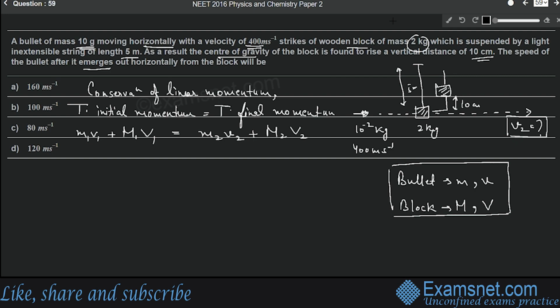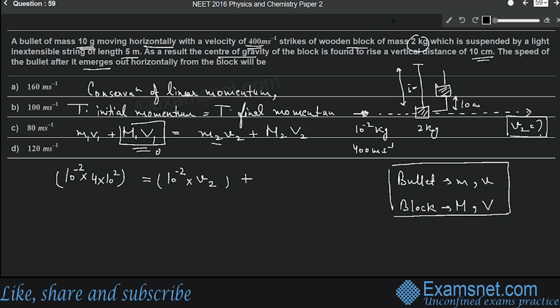Now what is the mass of the bullet? It is 10 to the power minus 2 kg, and the initial velocity of the bullet is 400 meter per second, so we can write it as 4 into 10 to the power 2 meter per second. So this is the initial momentum of the bullet. Plus, we know that initially before getting hit by the bullet, the block was at rest, so its initial momentum will be 0. So this is equal to the final momentum of the bullet, that means 10 to the power minus 2 kg into the final velocity, which is unknown and we have to find out, plus the final momentum of the block.